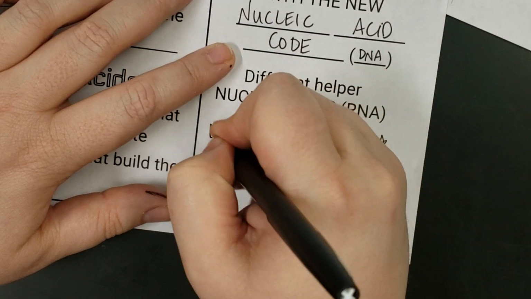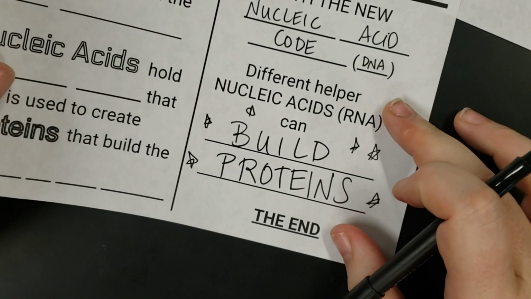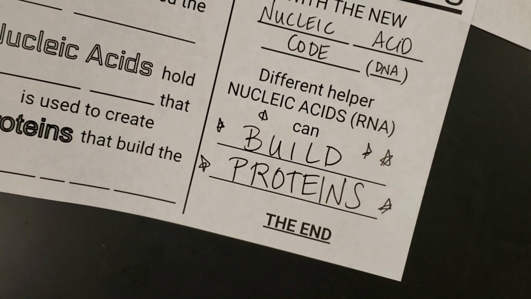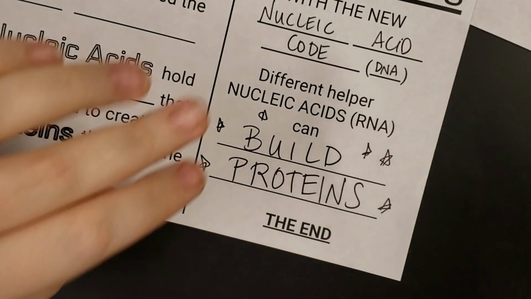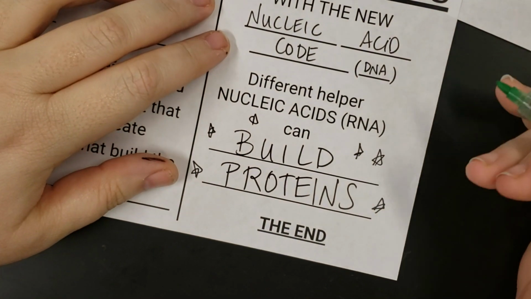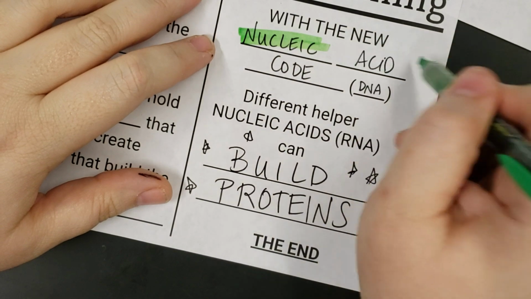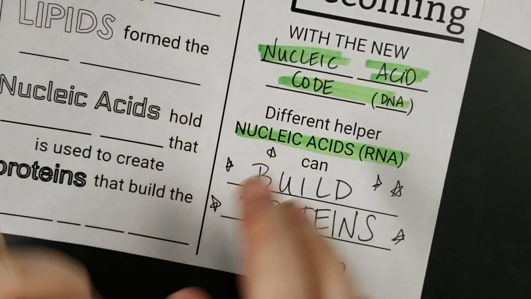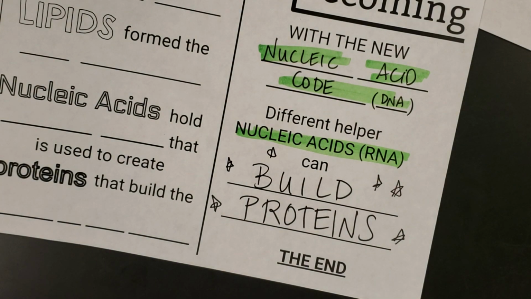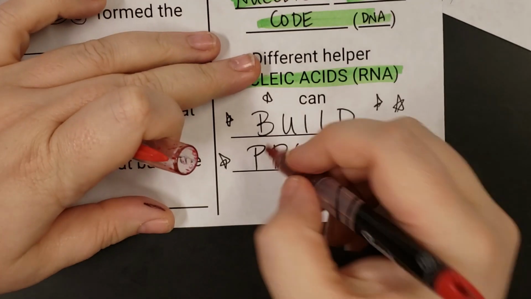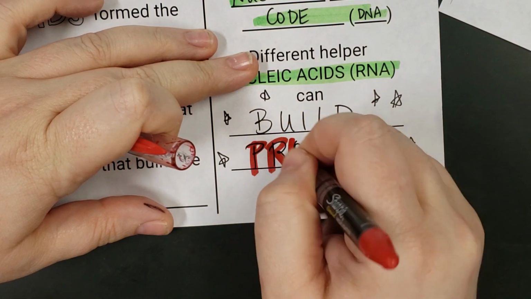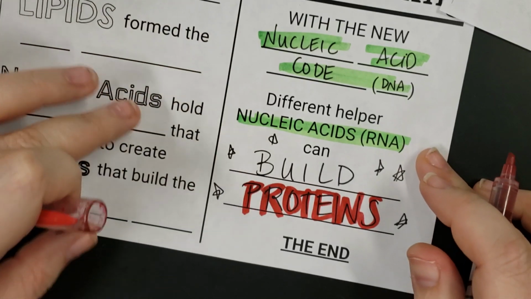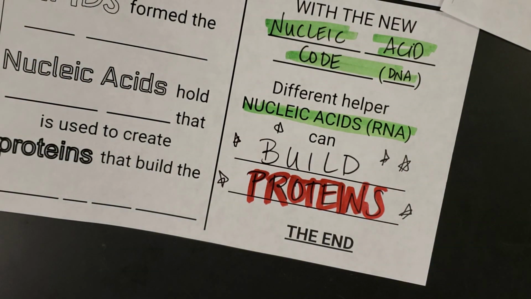Ooh, it's so important. If we are not building proteins, we're not being alive, and we don't like that because that means we're either dead or not living in the first place. All right, so we're going to color code our nucleic acid code, which is DNA. There are some other nucleic acids called RNA, and what they do is they help us to build proteins so that we can live and be happy. The end.